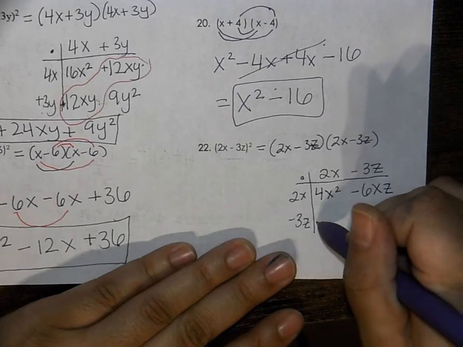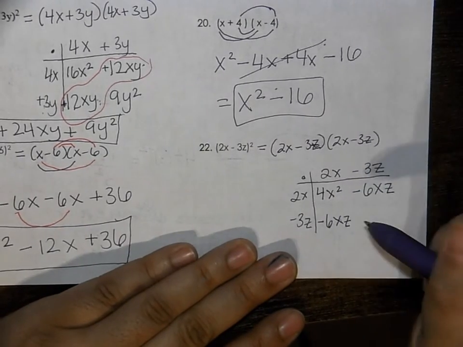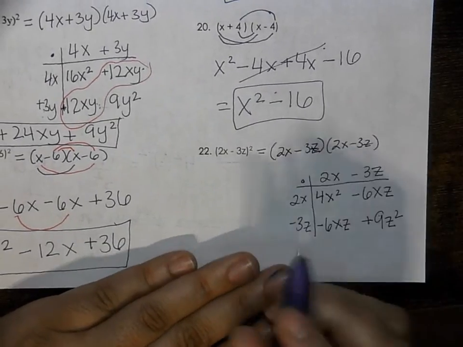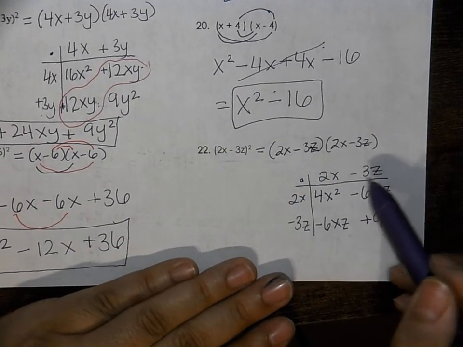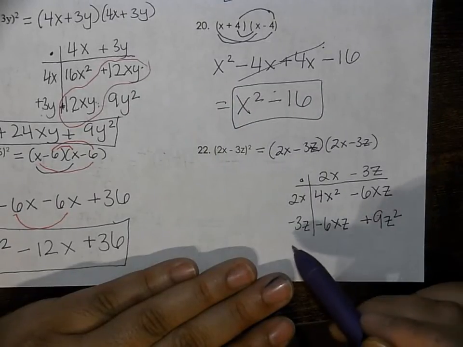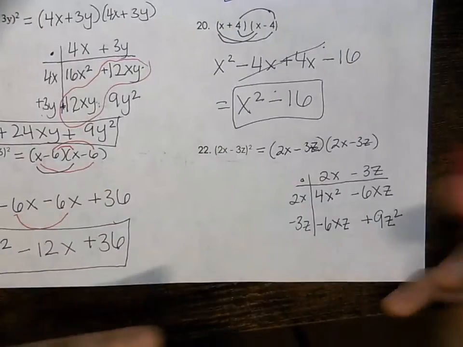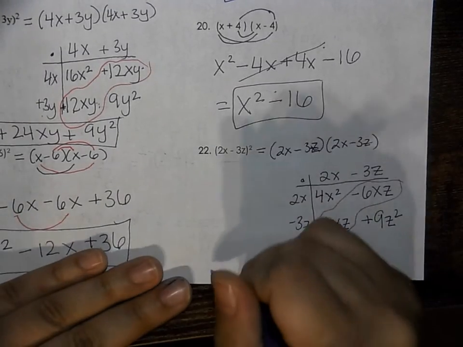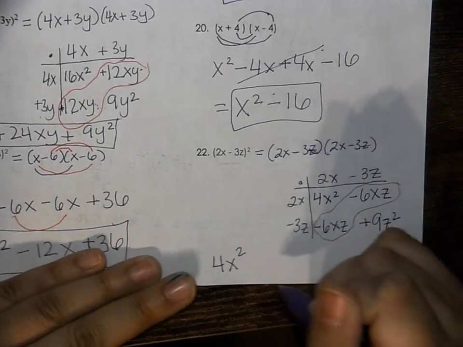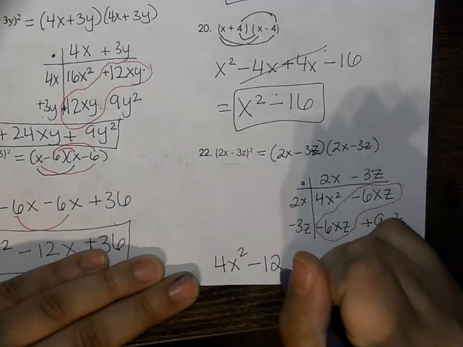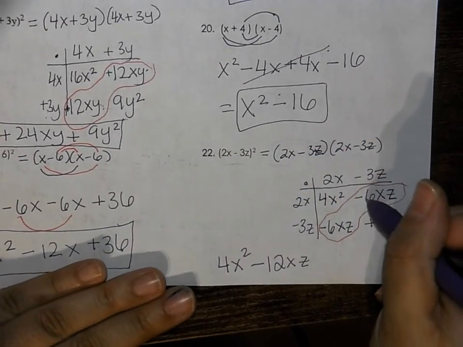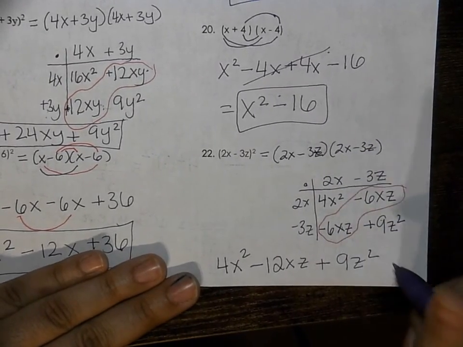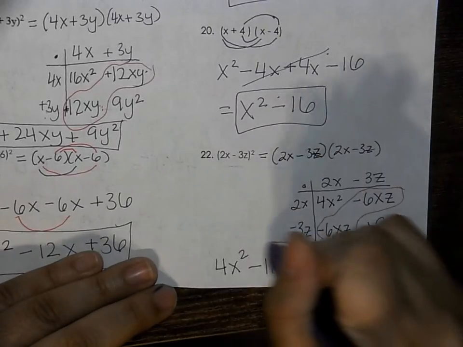Same thing here, again, a negative 6xz. And finally, plus 9z squared. Because you have negative 3 times negative 3, which would be positive 9, and then just the z times z is z squared. Combine at the diagonal again, so that our final answer would be 4x squared minus 12xz, because you're going to have a negative 6 and a negative 6, and plus 9z squared. That is our final answer.